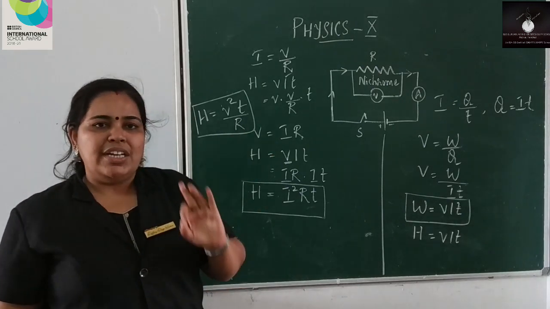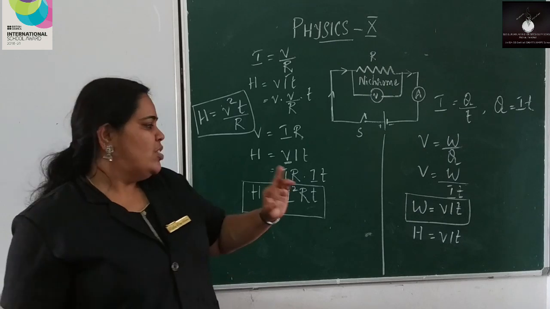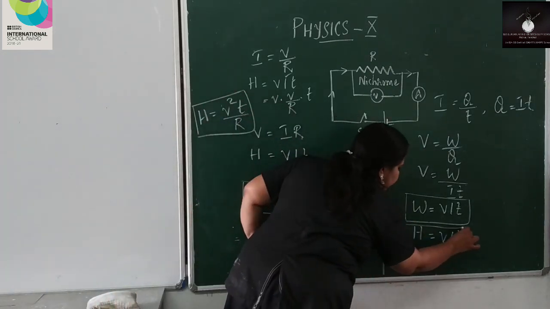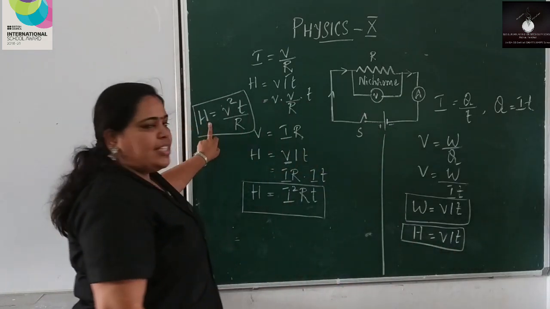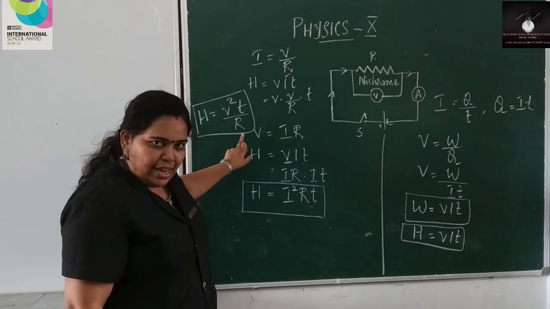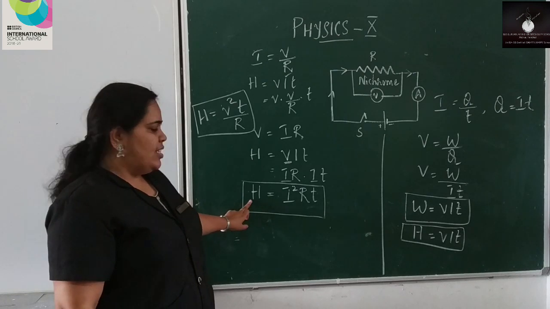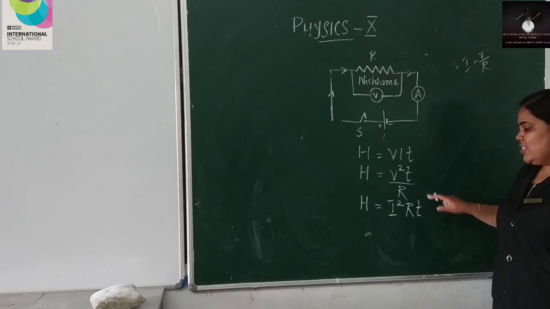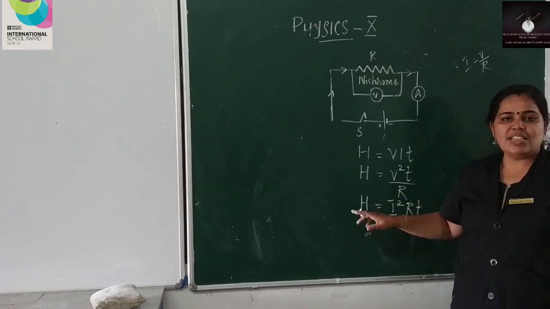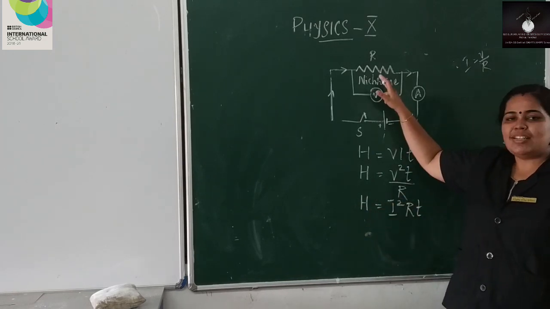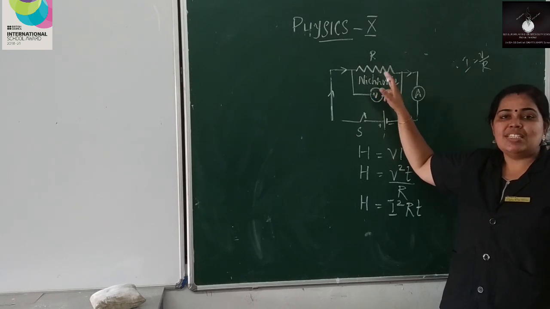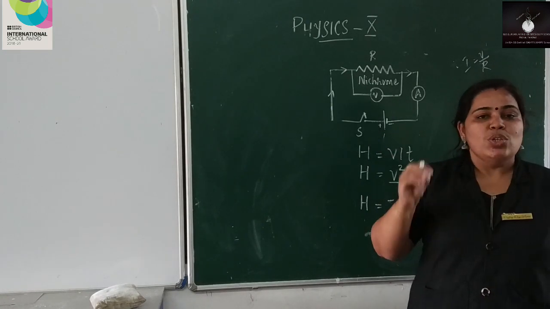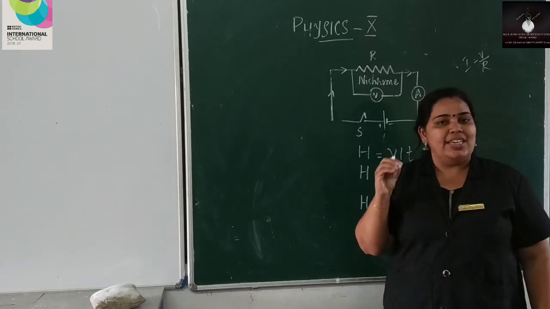So now you have studied three formulas. Which are the three formulas? H is equal to VIT. Second one, H is equal to V square T by R. And the third one, H is equal to I square RT. From the formula H is equal to I square RT, it is understood that due to the high resistance of this nichrome, it turns red hot. This type of heating is known as Joule heating or ohmic heating.